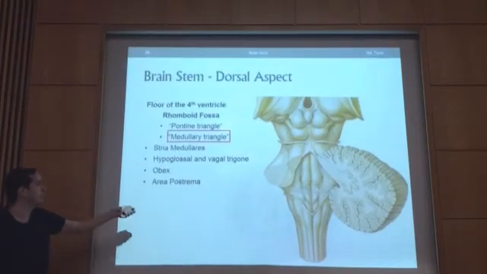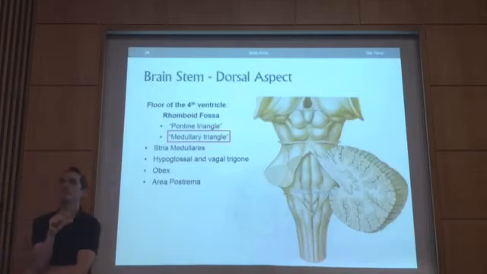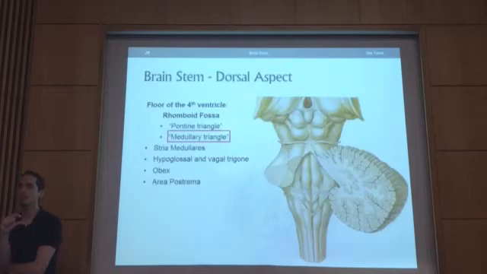So this is the area postrema, and this is the reason why the blood-brain barrier is less strict in this location. Histologically, is there just less tight junctions in the area postrema? Exactly. The blood vessels themselves are built a bit different. What's the difference between the obex and the area postrema?